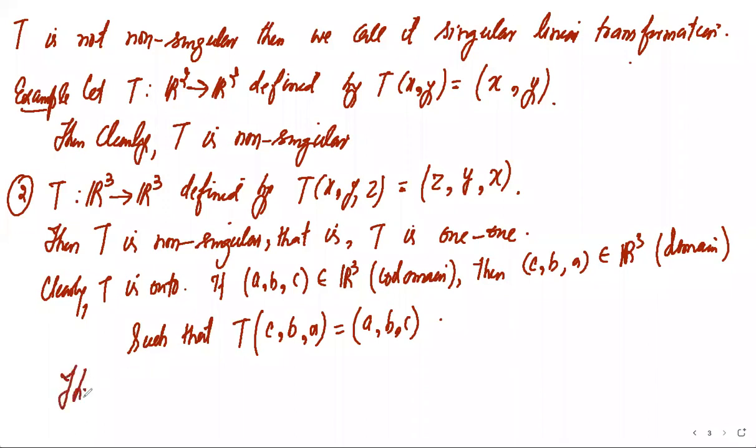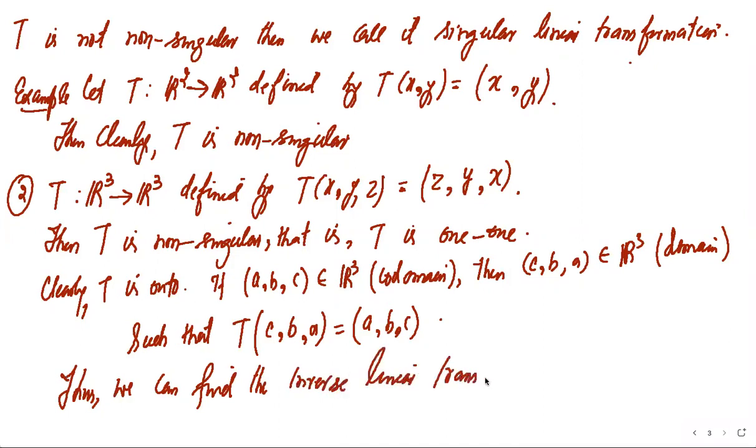So thus we can find the inverse linear transformation. Okay, now let's try to see what is the inverse. तो inverse निकालने के लिए हम इस तरह से करेंगे. Now this T of x, y, z, it belongs to R cube, which is the codomain space.